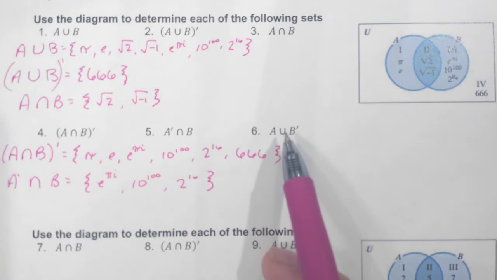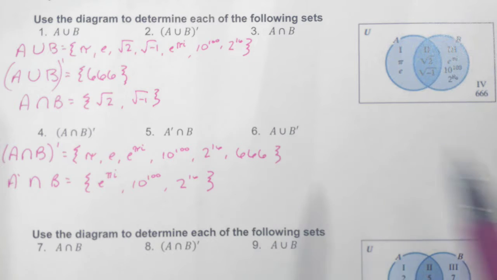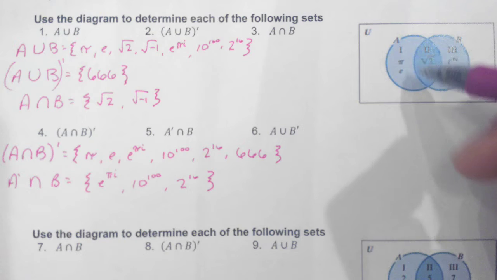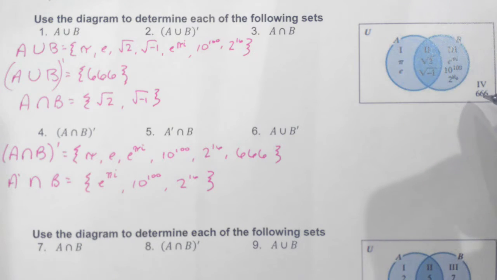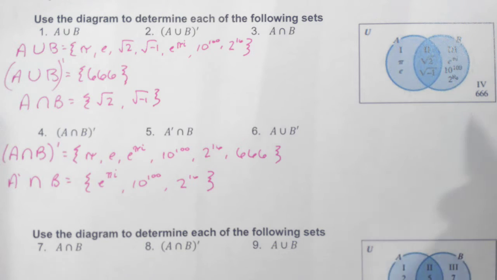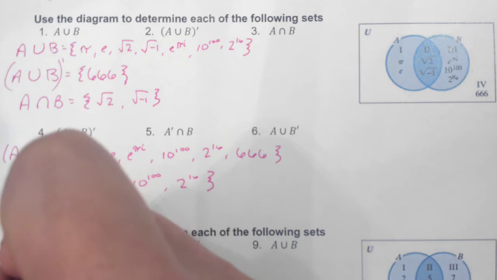And then number 6, the union of A and the things that aren't in B. So let's start with the things that aren't in B. The things that aren't in B are pi, e, and 666. And then what are the things in A? It would be pi, e, square root of 2, and the square root of -1. So the union, remember, is just listing all of those things.